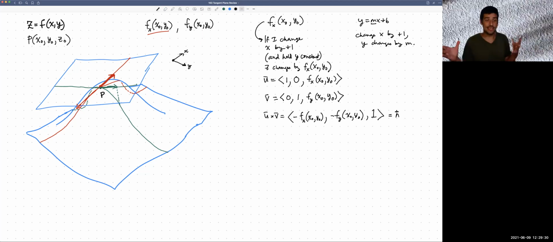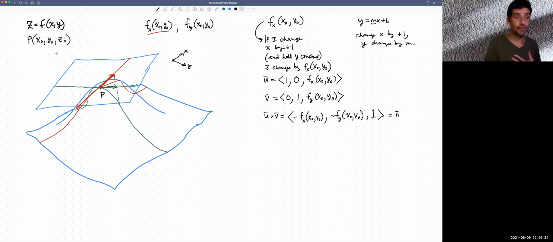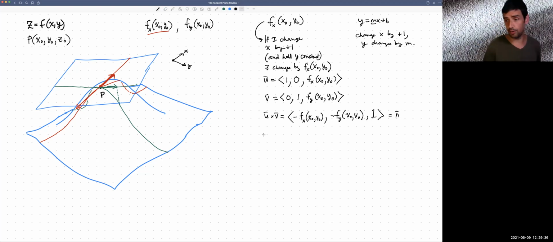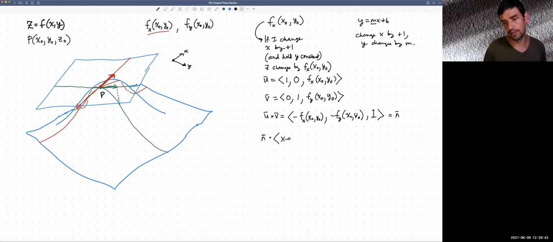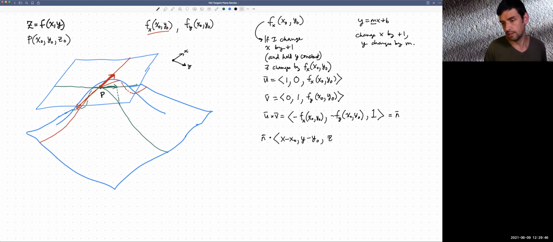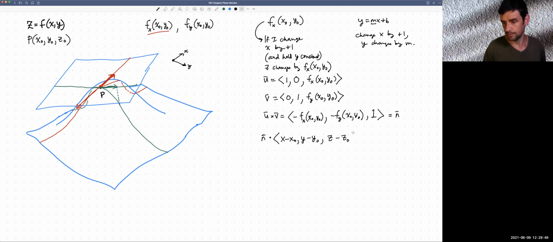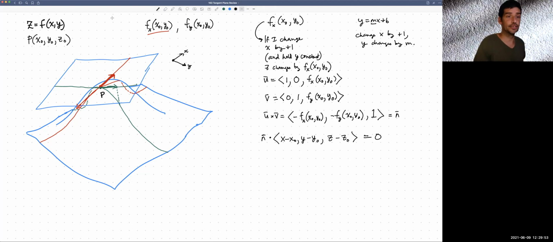So now I just write the equation for a plane with this normal vector through the point P. And that equation looks like this. We know n dotted with this vector here is going to be 0.